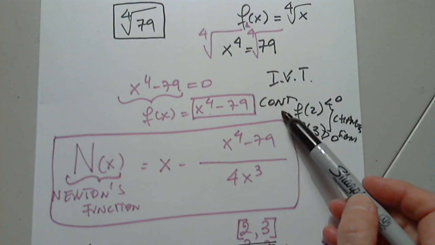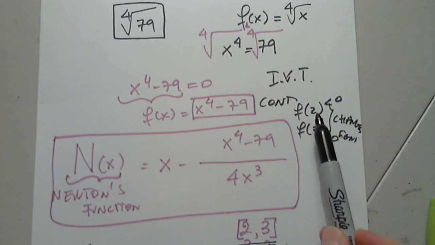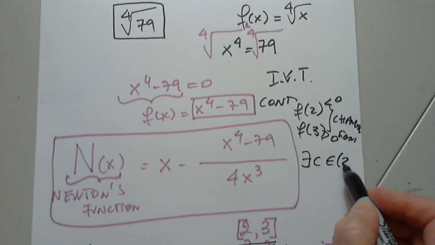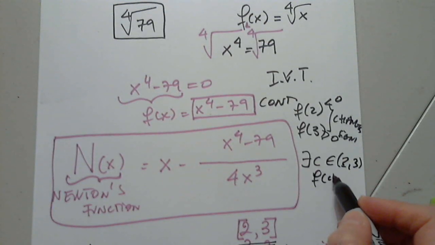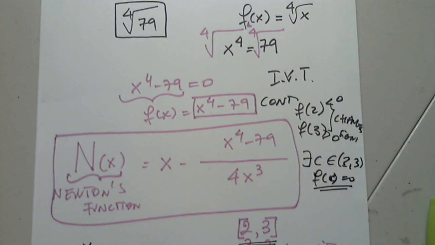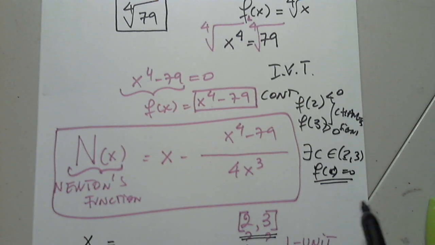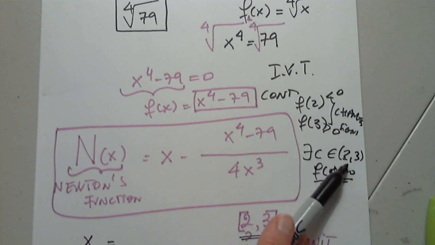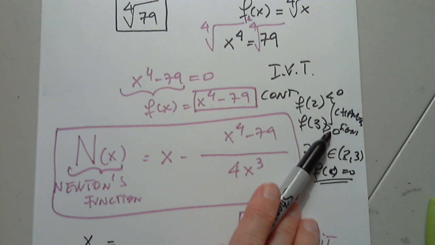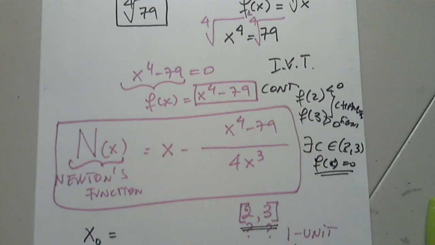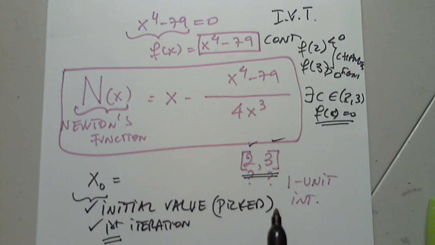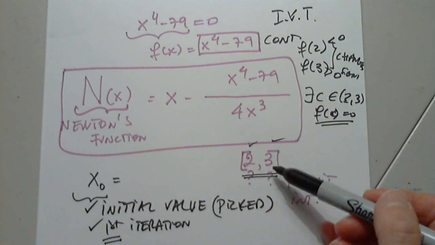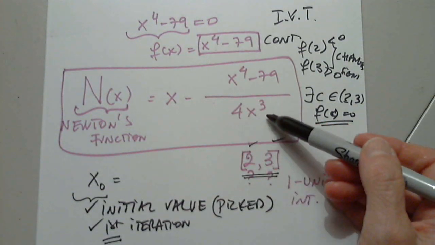So by IVT for continuous functions that change sign on the interval 2, 3, there must exist a c in the interval 2, 3 such that f of c is 0. We know that that's the IVT. I'm quoting the IVT here. Intermediate value theorem for continuous functions that change sign on an interval 2, 3. So I have that. So now when I plug in 2, the denominator is not 0. When I plug in 3, the denominator is not 0.